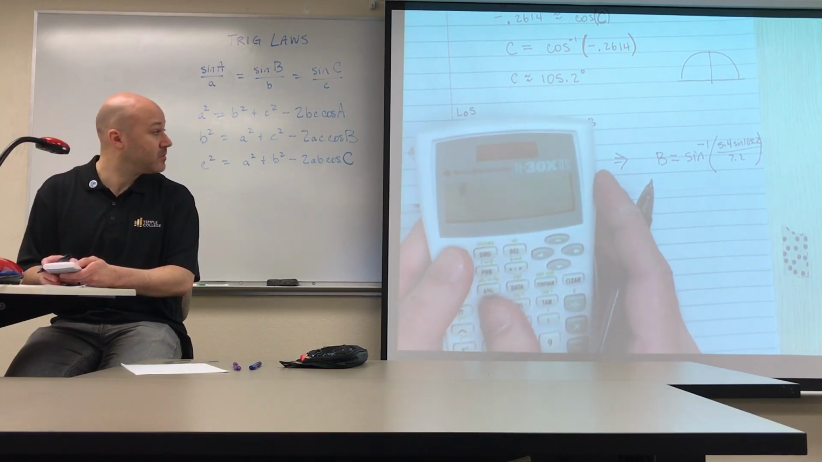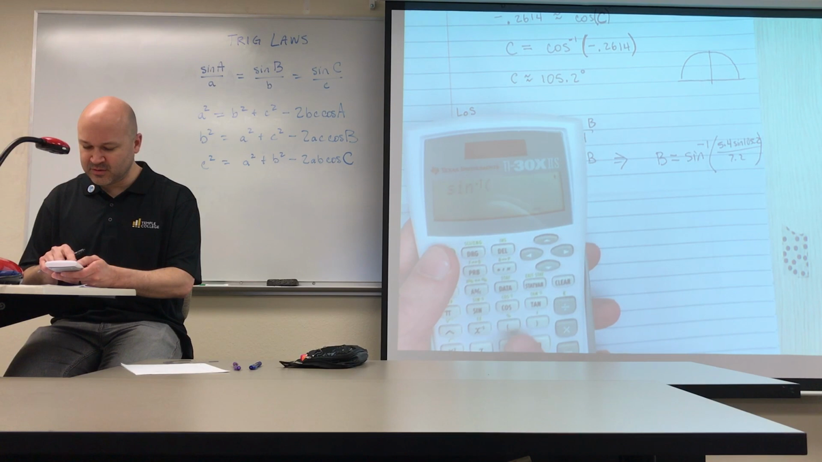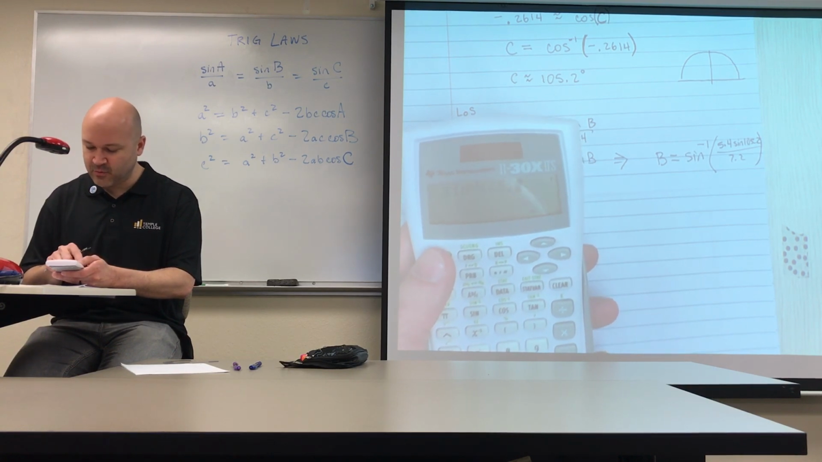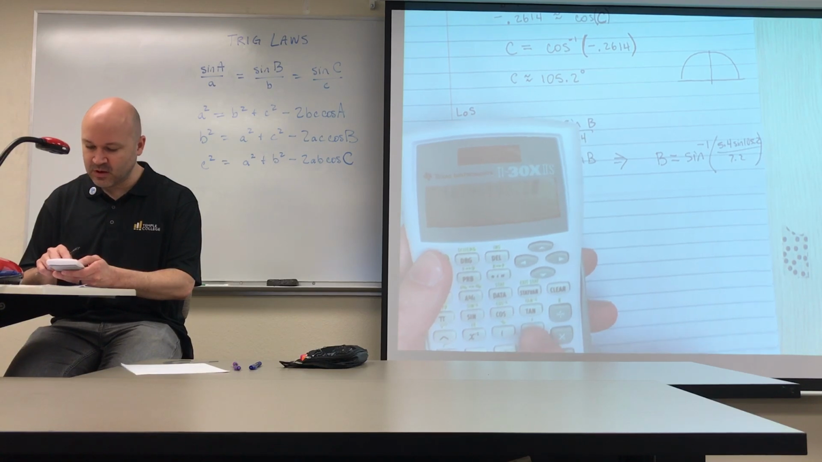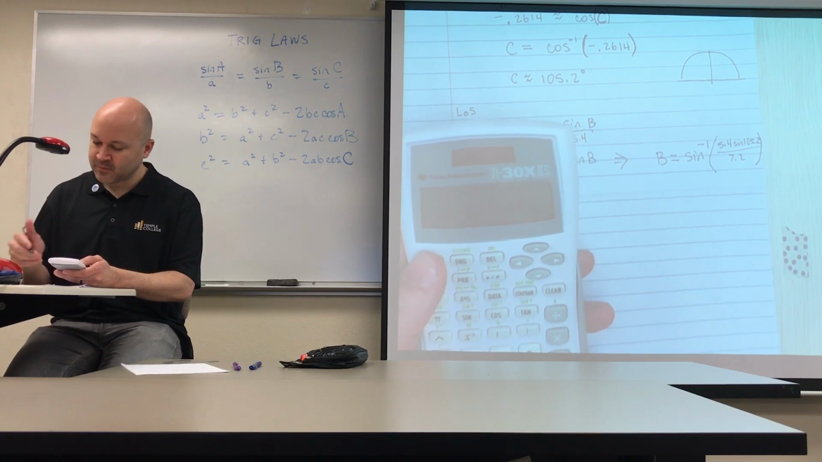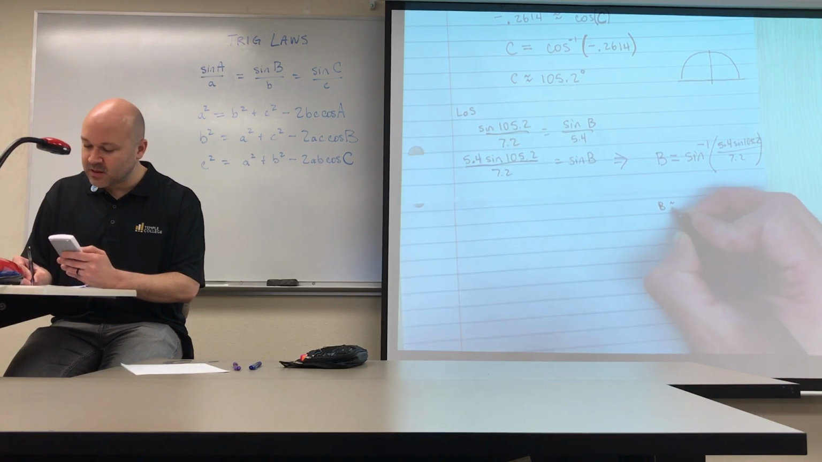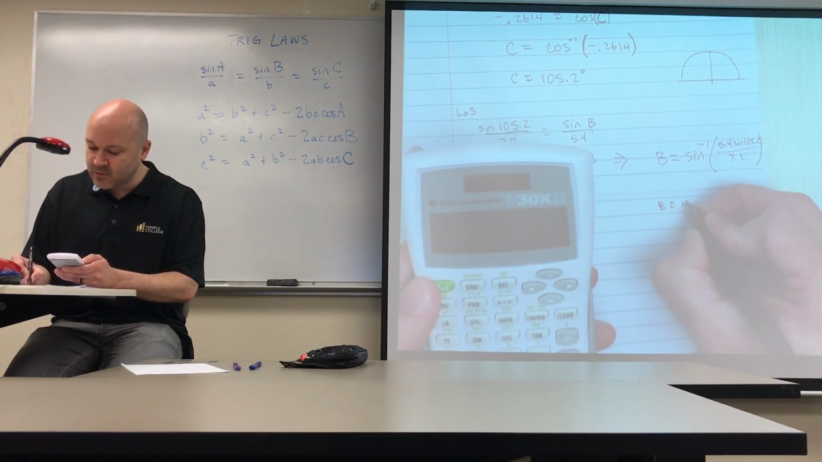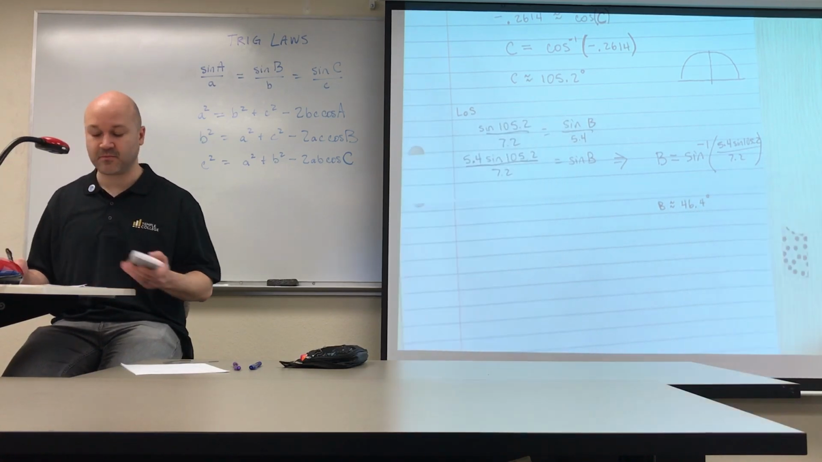All right. Arc sine. I think I'll put a parentheses for my numerator. 5.4 sine 105.2. Close the sine, close the numerator, divide by 7.2, close the arc sine. I get B, the angle, is approximately 46.4-ish degrees.